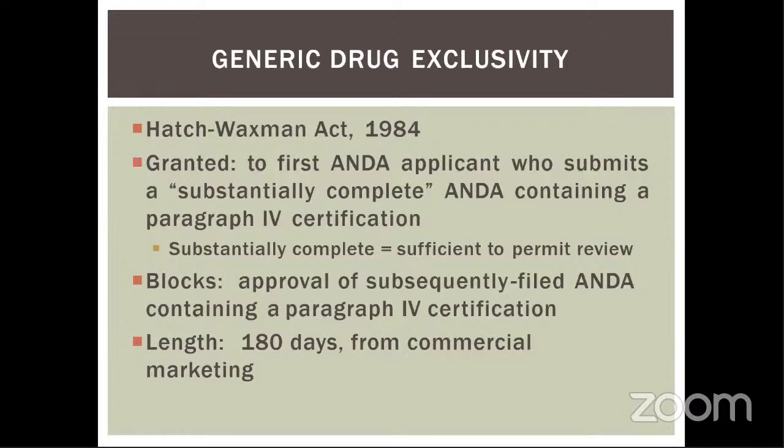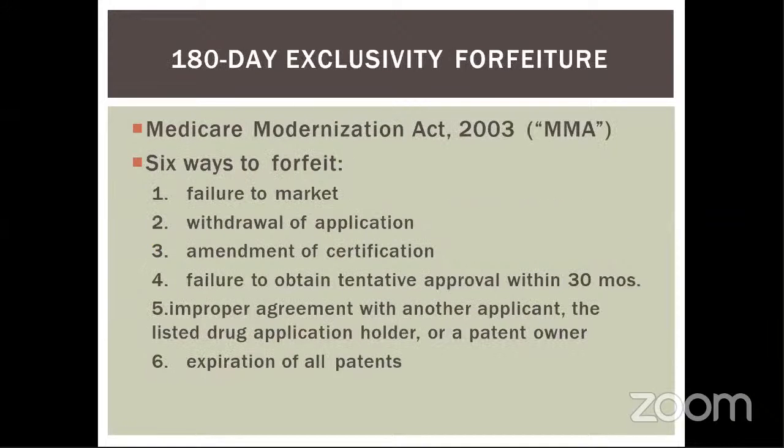Then generic drug exclusivity. That will take a length of 180 days from commercial marketing. Approval of a subsequently filed ANDA containing a paragraph 4 certification is required. It is first granted to the first ANDA applicant who submits a substantially complete ANDA containing a paragraph 4 certification. That is related to generic drug exclusivity.